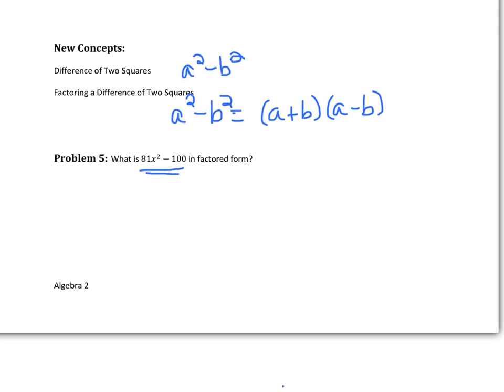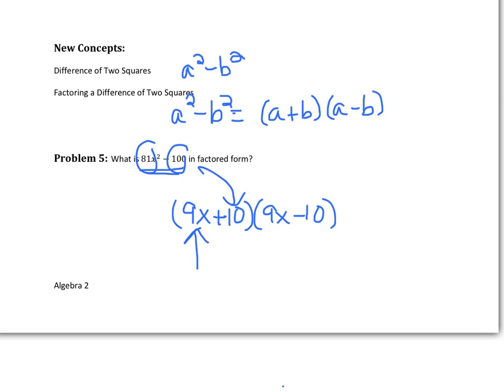Good. So in problem number 5, notice that 81 is a perfect square, x squared is a perfect square, and 100 is a perfect square. So we're simply going to have our 2 sets of parentheses. The first term is 9x, and then 9x in the other parentheses, and then minus 10 and plus 10, or plus 10 and minus 10, either way. Yeah, it doesn't matter. So literally just take the square root of that, that goes here, take the square root of that, that goes there, and finish up the pattern and you're done. And like we said, those should be ones that you can easily see. Yeah, 2 terms only, absolutely.